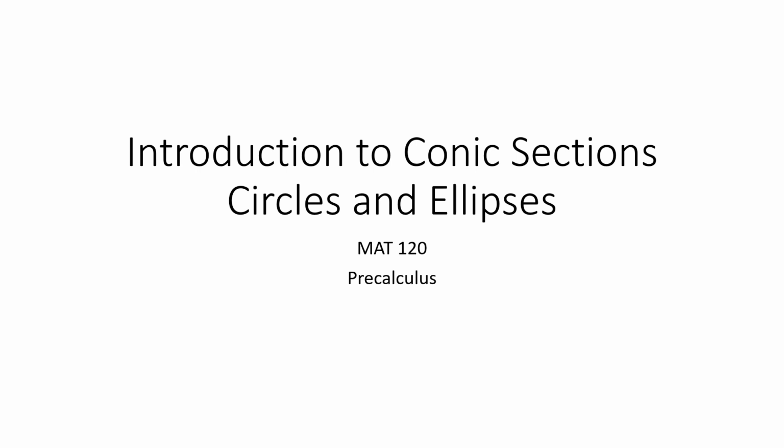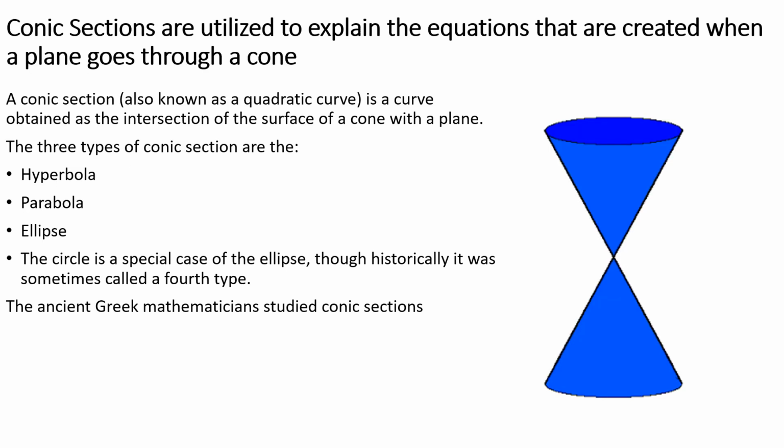Introduction to conic sections, circles and ellipses. Conic sections were developed by an ancient Greek mathematician called Apollonius about 2,000 years ago. What he basically stated was that we can get the most basic circular and geometric functions out of conic sections. I'm going to show you in the next slide how we get those.